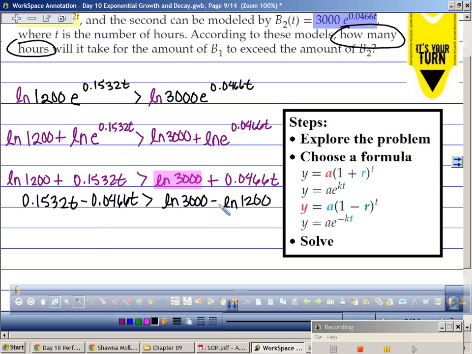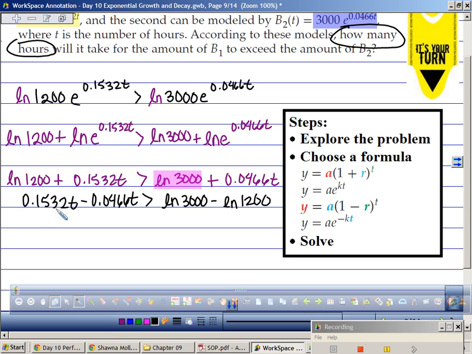Isn't that the quotient property? Yeah, you could say ln 3000 over 1200 if you want to, right? You could use that property, or you could just subtract it in your calculator and hope that you use the right amount of parentheses. Right? That's what it boils down to.